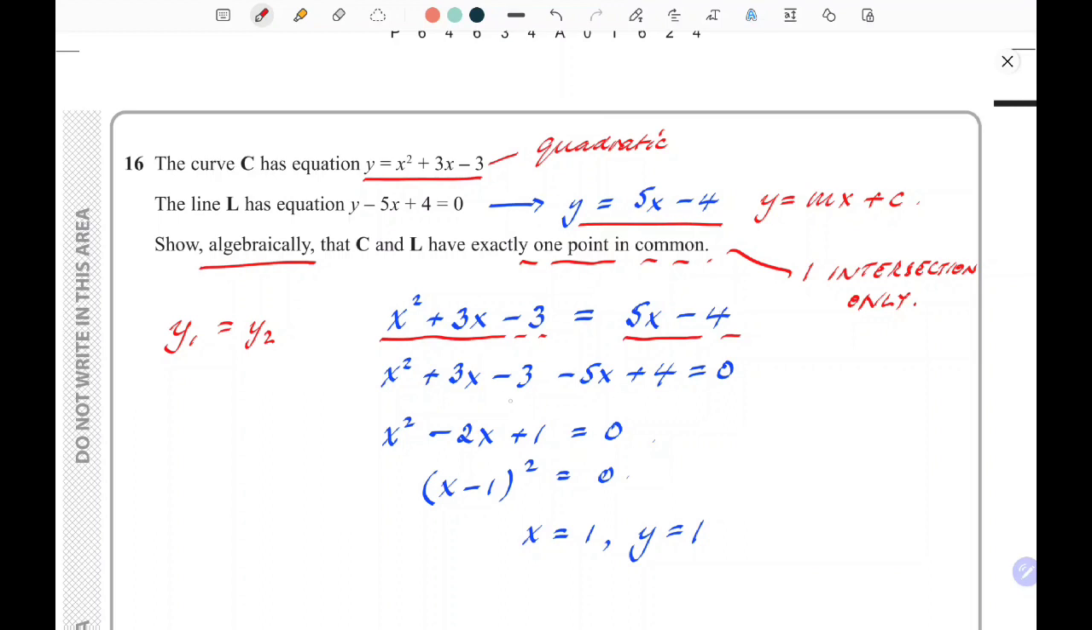Bring everything to the other side, all right? And as you can see, I've changed the sign, so it becomes minus 5x on the left-hand side and plus 4 on the left-hand side. Tidy all that up, collect up your like terms, and we end up with x squared minus 2x plus 1. And hopefully you can recognize that is of the form x plus a squared, which is x squared plus 2ax plus a squared.